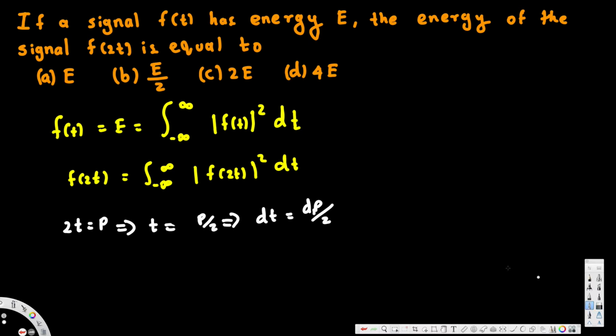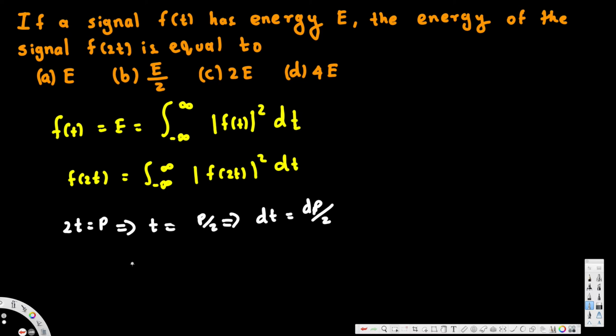So here you can see 2t is equal to p, t is equal to p divided by 2, and if I take the derivative, dt is equal to dp divided by 2. I'm going to replace this dt with dp divided by 2, and also replace this 2t with p. In that way we will get a pattern similar to this. Now let's go ahead and do that.